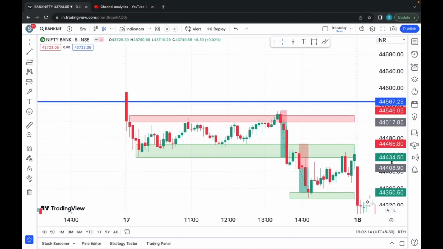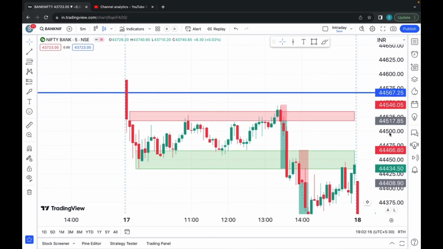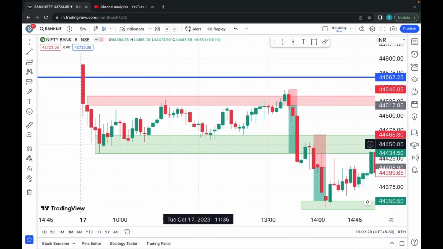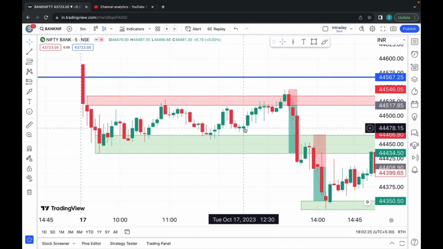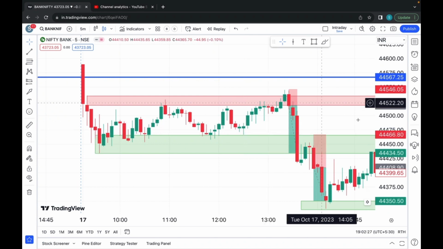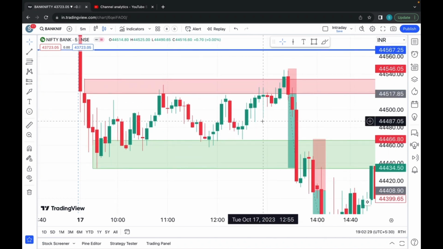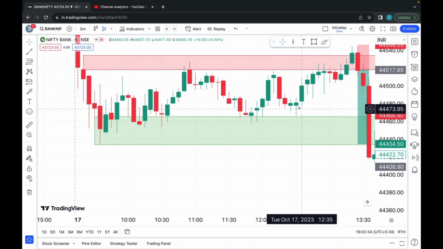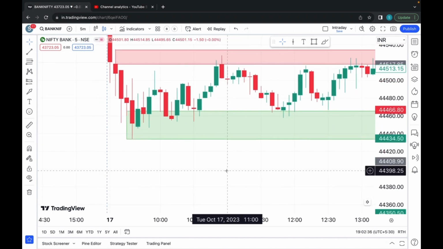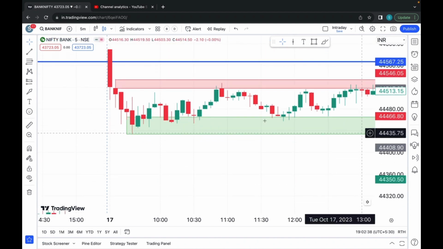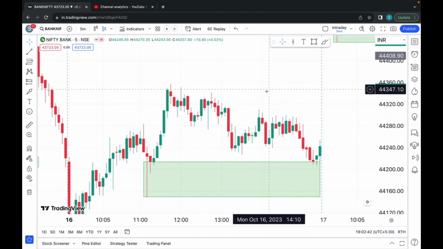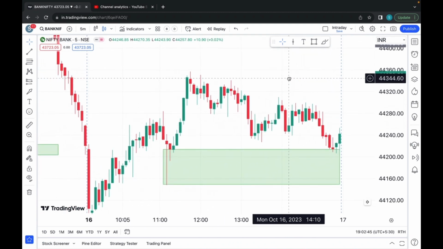So the day before there. Now see, this is not a hammer, and even this is not a hammer because they have longer upper shadows or wicks. It has an upper wick. This has also got an upper wick more than the real body. So it doesn't meet our criteria to consider it as a hammer. All right.